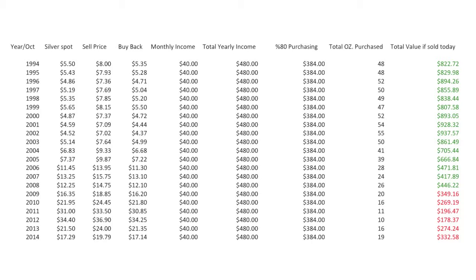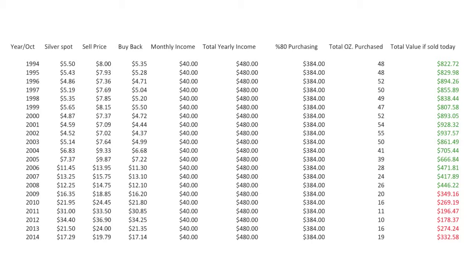So what I did is I made a chart that goes back until 1994, and it runs all the way through 2014. And on this chart, you'll see that I put down the silver spot in the first week of October for every year. Now, to give you an idea, back in 1994, silver was at $5.50 an ounce, and here in 2014, silver's at $17.29. Now, within that year range, silver went up over $40 at some points, but in the beginning of October, like I said, it was always based on that month. The highest, it was $34.40.